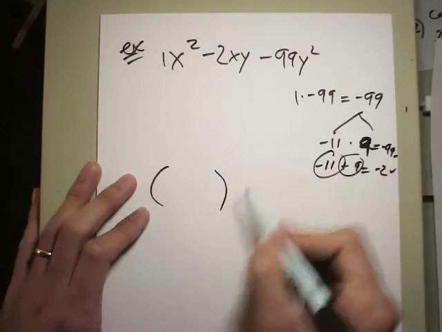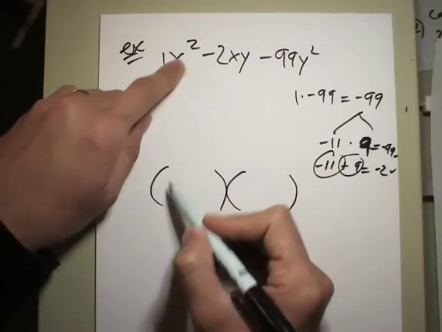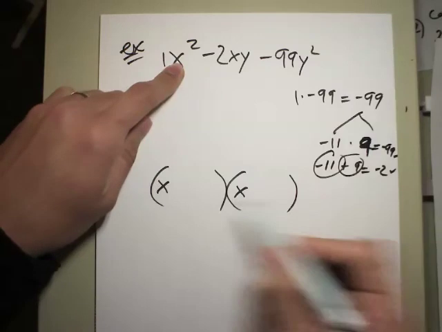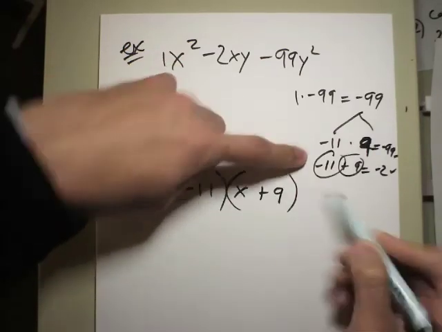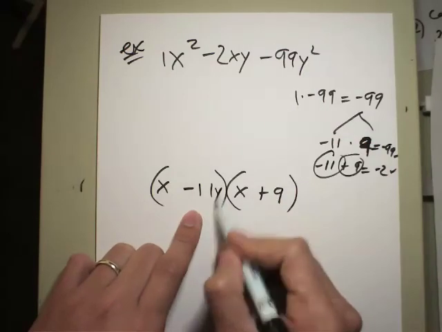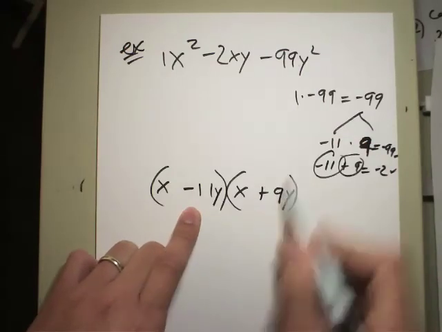So I can certainly try to set this up. I know that this is x squared, so in the front, this is my first term, right? So then we have x and x. For my last term, of course, I'm going to be using negative 11 and 9. But watch out, since I want to end up with y squared, this has to be y. Why? Because y times y is y squared. Negative 11 times 9, negative 99.